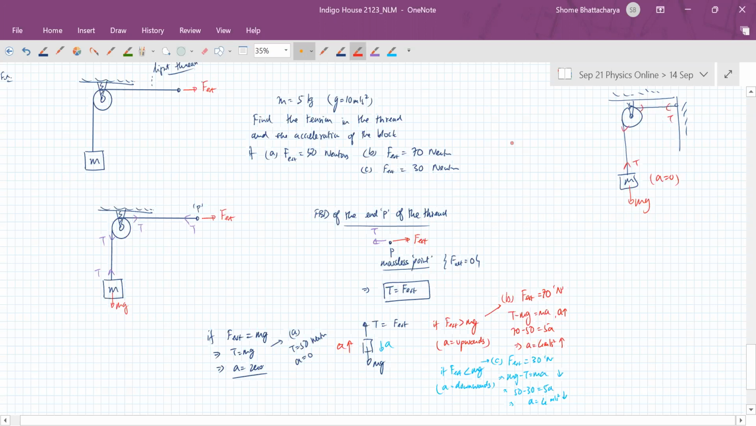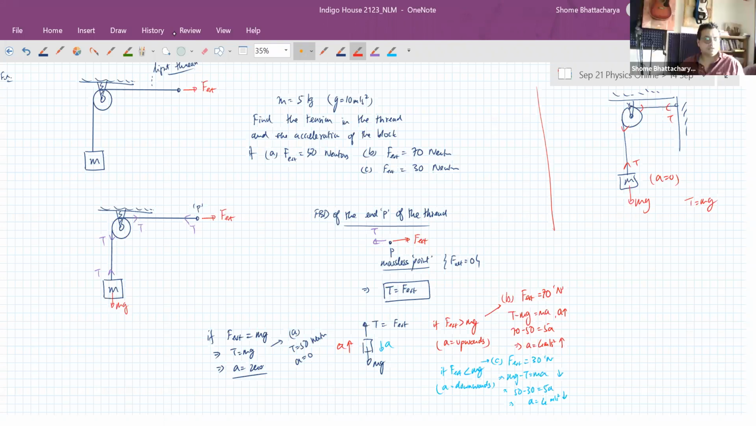But this is different to this case, because here the tension is generated by the force. So T would be equal to mg in this case. But in this case, we are controlling the tension by applying a force here. So we are able to control whether or not the block accelerates. Okay, sir, understood. Okay.